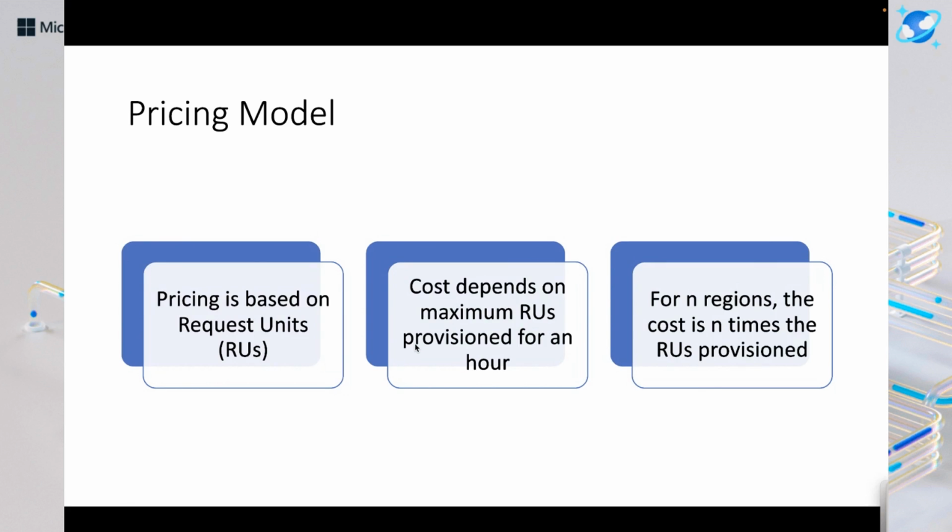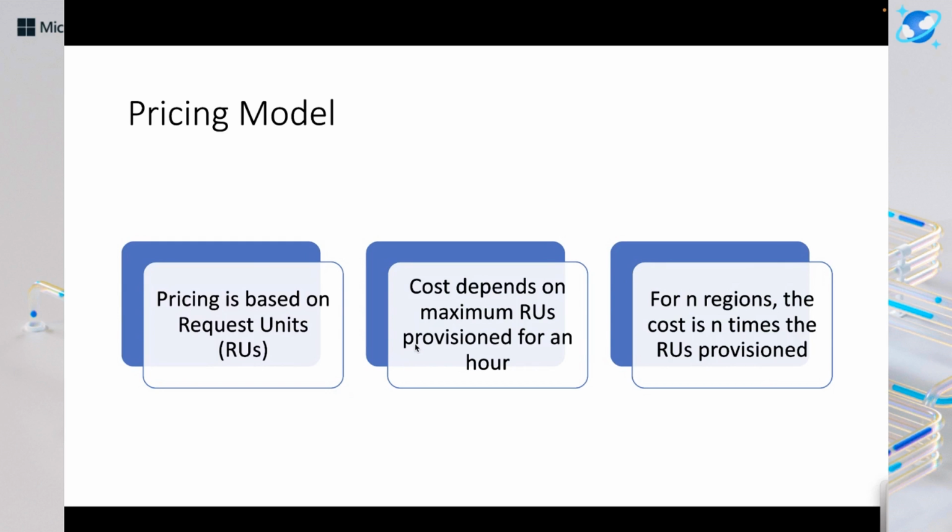The number of RUs spent on any operation in Cosmos is dependent on the type of operation and the amount of data we are loading. All the costing in Cosmos DB is based on these RUs only. Another important thing to note is that we are charged based on how many RUs we have provisioned, and not on what we are actually using.